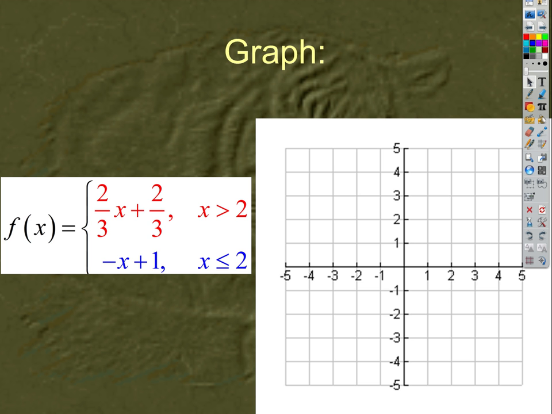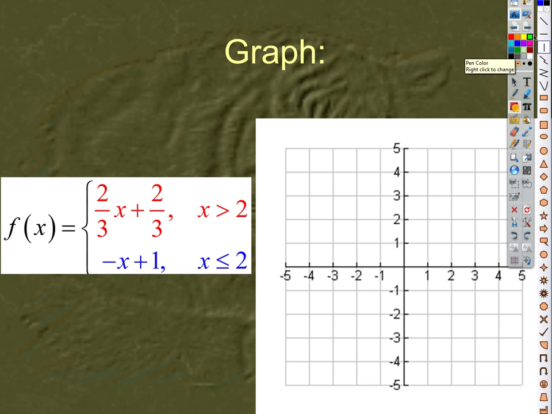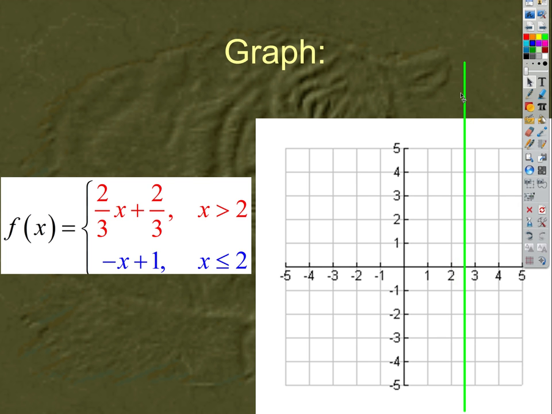Left and a right. Where is our breaking point? At 2. Okay, so let's put in a breaking point line. I missed it a little bit, I'll scoot it over. So there's our breaking point, right? X equals 2, that's going to divide it into a left and a right piece.